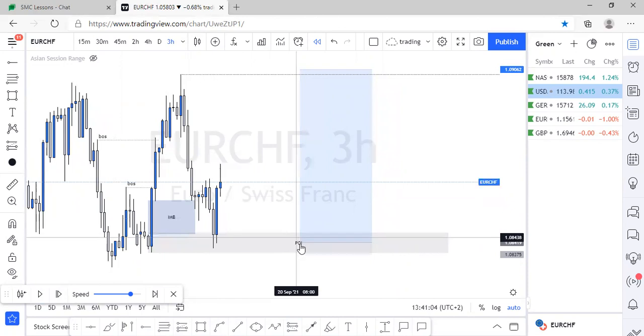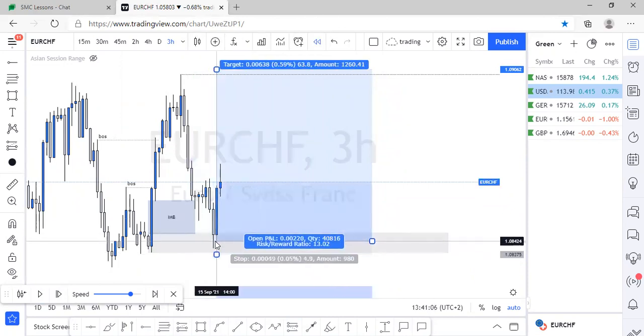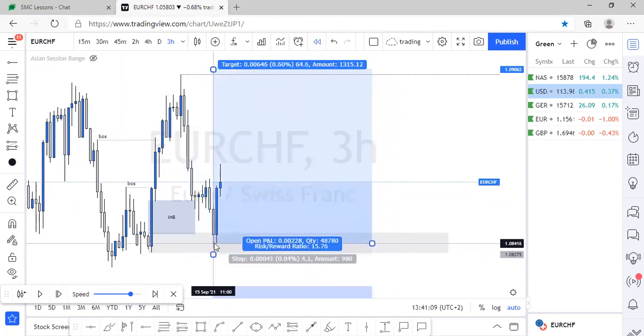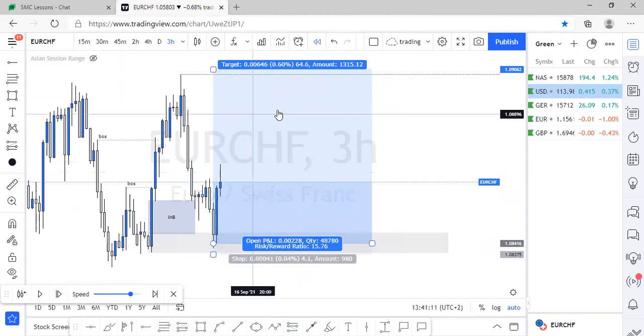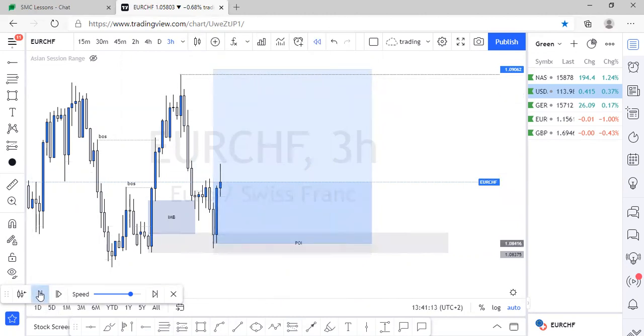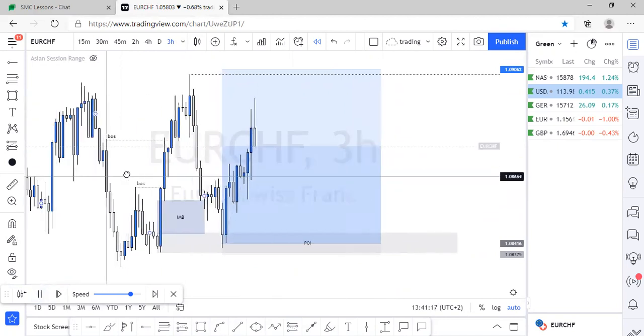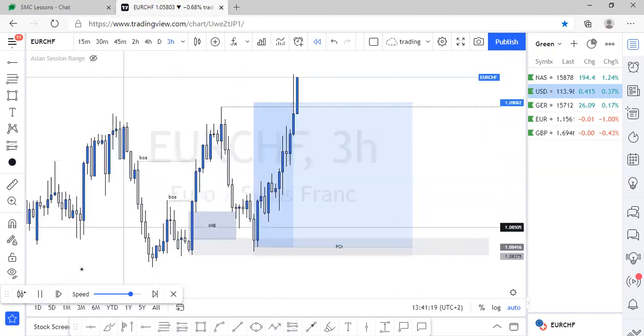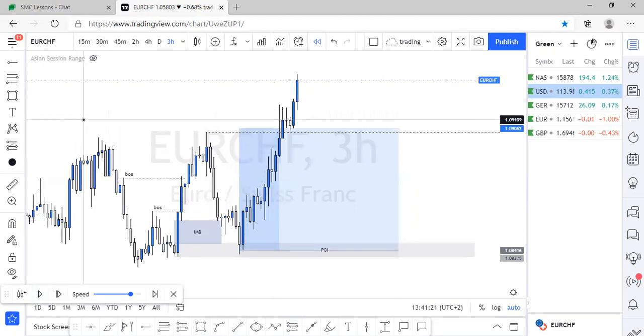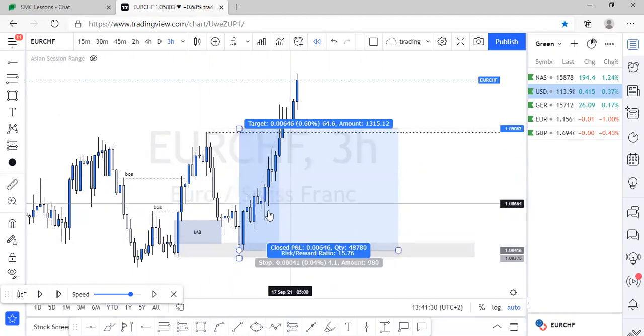Okay, now wait. You can see that we're tapping into our order block, isn't it? So now we hit TP, taking what? Our previous structural high. We hit TP, isn't it? So guys, this is how to trade, right?